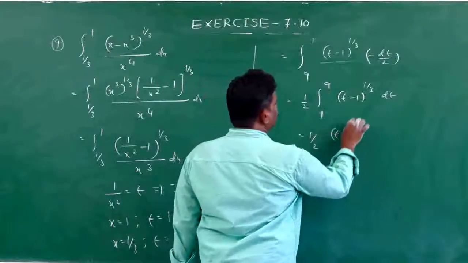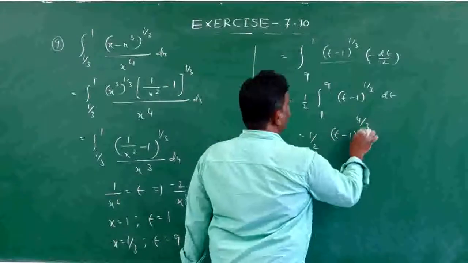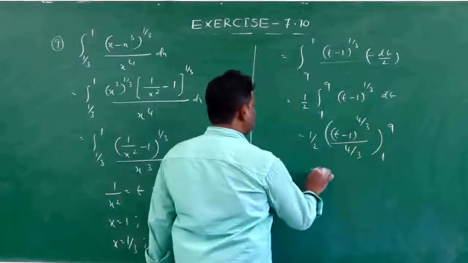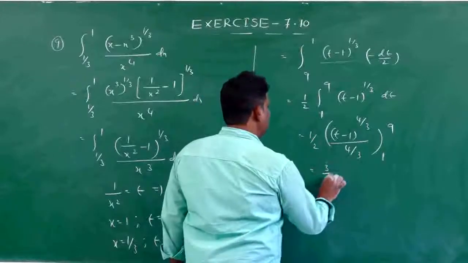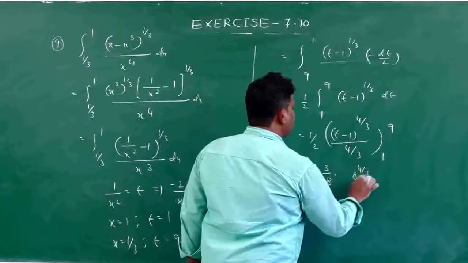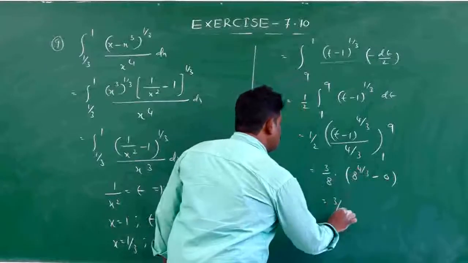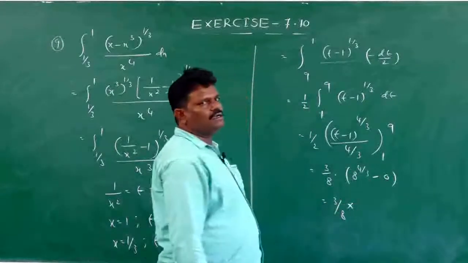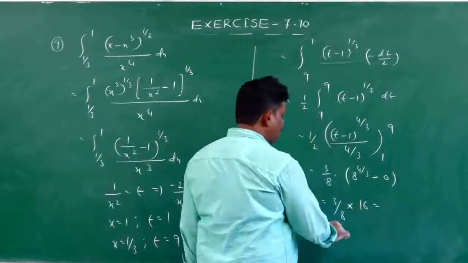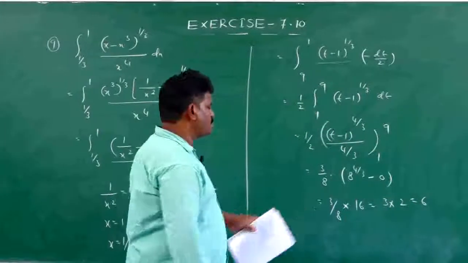Now what we have done here: that is equal to 1 by 2 into (t minus 1) whole power 1 by 3 plus 1, which is 4 by 3, divided by 4 by 3, with limits 1 to 9. Taking the reciprocal, that is 3 by 8 into (9 minus 1) power 4 by 3 minus (1 minus 1) power 4 by 3, which is 0. So that is 3 by 8 into 8 power 4 by 3, 8 means 2 cube, so 2 to the power 4 is 16. 3 by 8 into 16 is 3 into 2, which is equal to 6. So option A is correct.